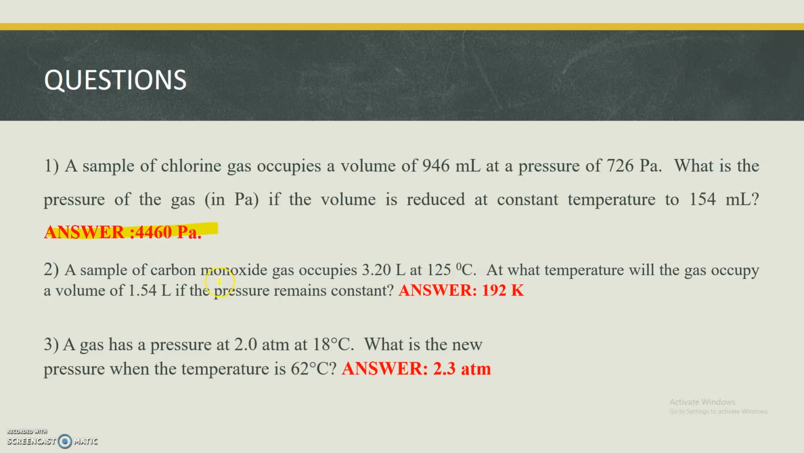4,460 pascals. Question 2. A sample of carbon monoxide gas occupies 3.20 L at 125 degrees Celsius. At what temperature will the gas occupy a volume of 1.54 L if the pressure remains constant? Answer: 192 K. Question 3. A gas has a pressure of 2.0 atmospheres at 18 degrees Celsius. What is the new pressure when the temperature is 62 degrees Celsius? Answer: 2.3 atmospheres.